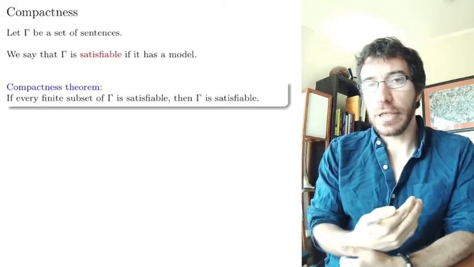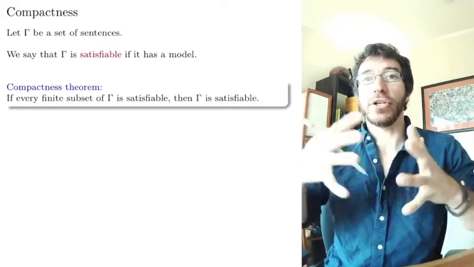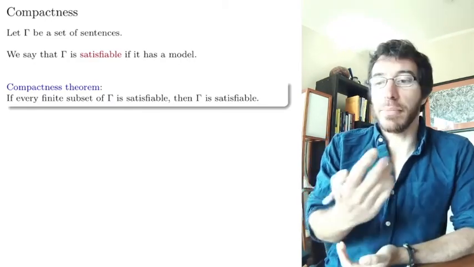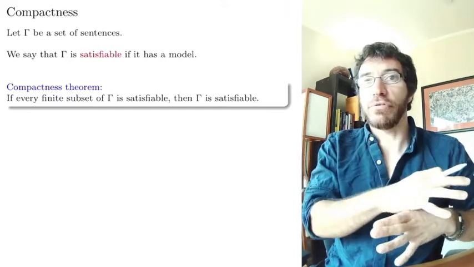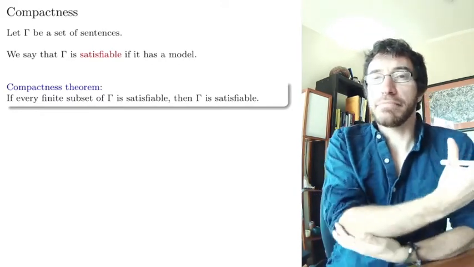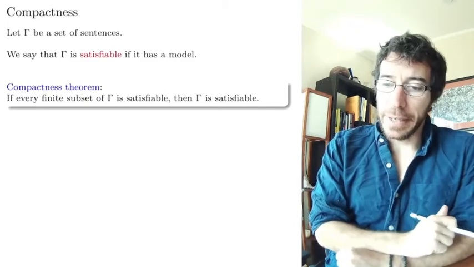Of course, this is an if and only if, because if a big set is satisfiable, then all the subsets are also satisfiable by essentially the same model. So actually, the model that satisfies the whole thing satisfies all the finite subsets. But the hypothesis that every finite subset is satisfiable might not use that one.